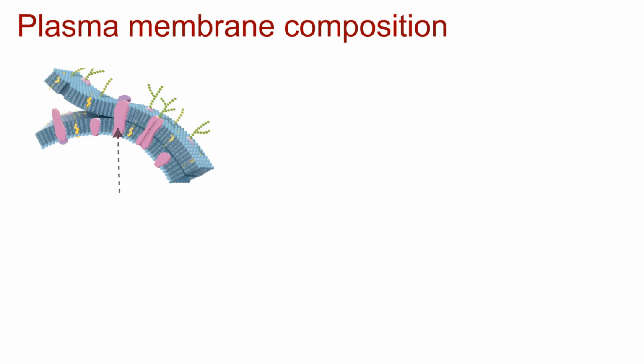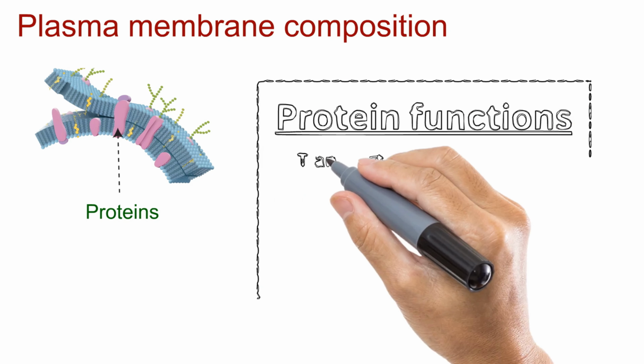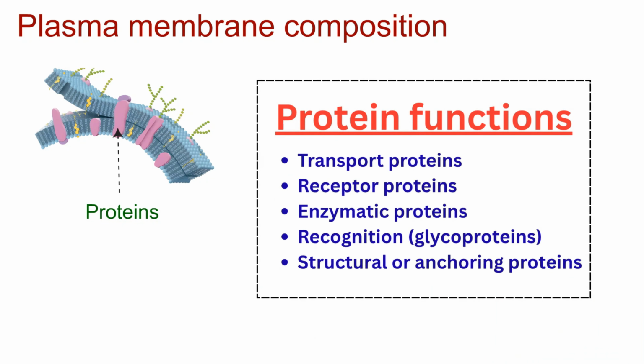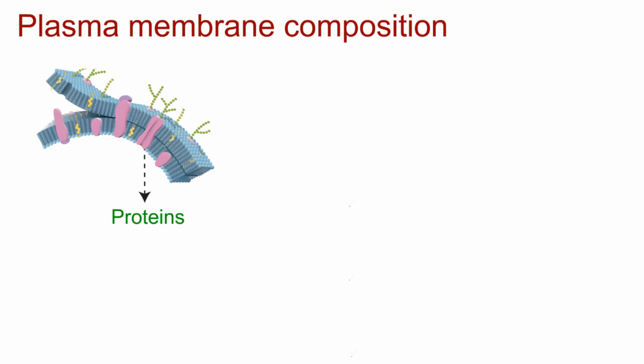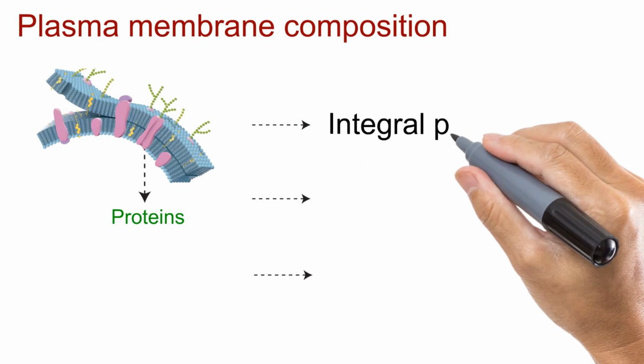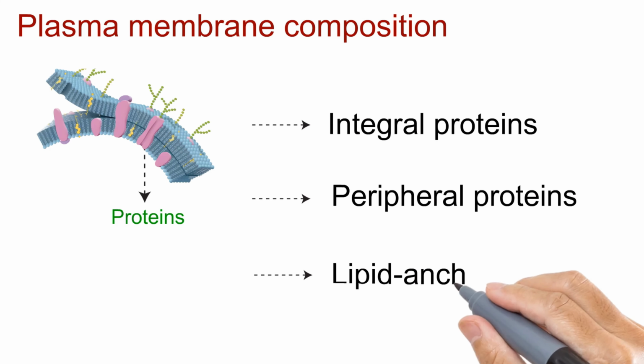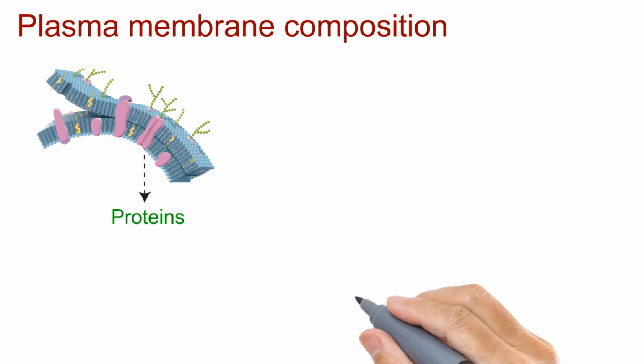These purple-colored structures are proteins. In the cell membrane, different types of proteins are embedded within the phospholipid bilayer, and each performs a unique function. Let's explore the main types of membrane proteins and understand how they help the cell carry out its vital activities. Proteins in the cell membrane are divided into three main types, based on how they are attached or positioned within the membrane. These are integral proteins, peripheral proteins, and lipid-anchored proteins.